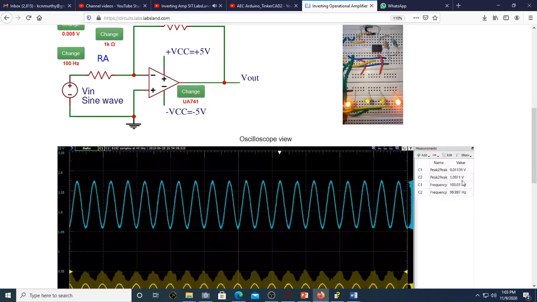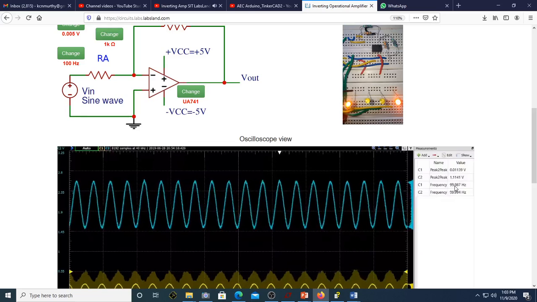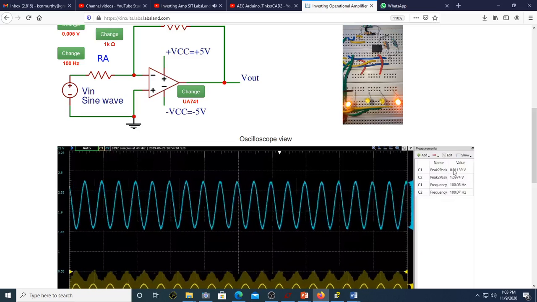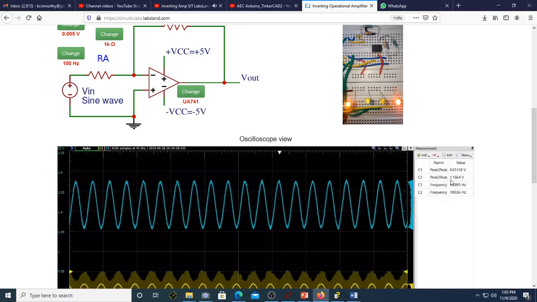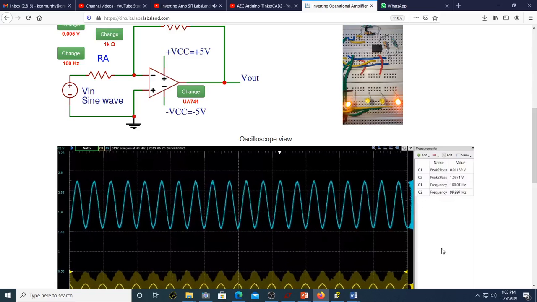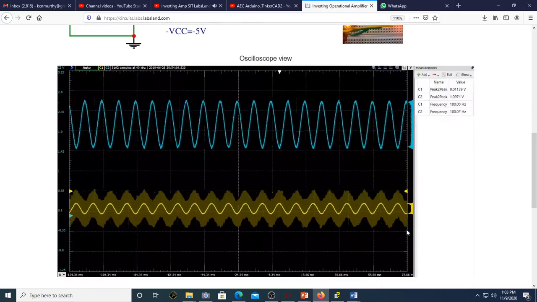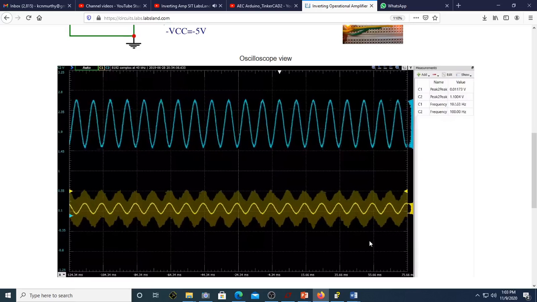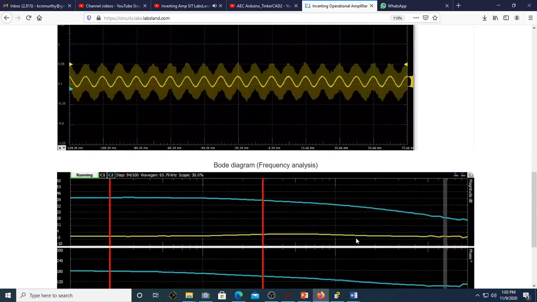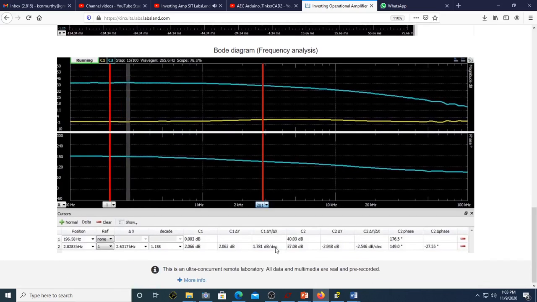With the input sine wave frequency as 100 Hz, observe the peak-to-peak amplitude of input and output are 11 mV and 1.12 volt respectively, which demonstrates a voltage gain of close to 100. In the Bode plot the DC gain is 40.04 dB and phase is 176 degrees. The 3 dB bandwidth is found to be as low as 2.82 kHz.